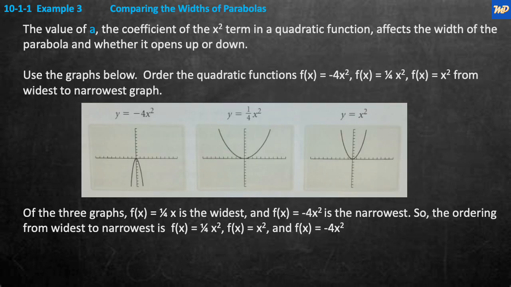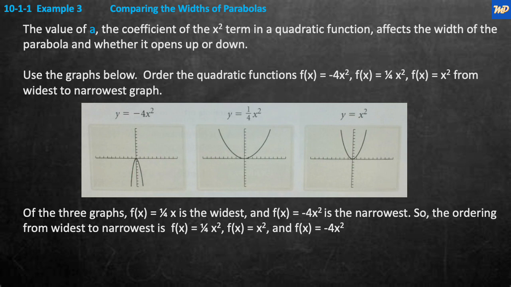Okay, example 3, comparing the widths of the parabolas. So now we're going to talk about what makes the parabola very wide, like a big bowl, and also very pointy, like an ink pen. As you can see, the one on the left is very pointy. So what causes that? Well, the value of a, the coefficient of the x squared term in the quadratic function, affects the width of the parabola and whether it opens up or down.